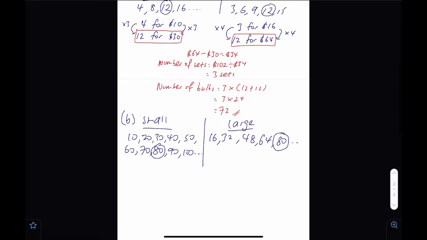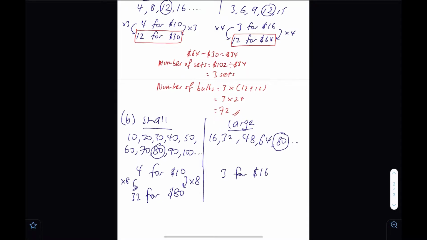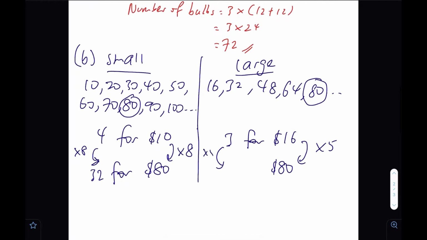Alright, it's $80. So for the small one, again, 4 for $10. And I know that we need to get to $80 because that's the lowest common multiple in terms of the amount of money. Okay, so from 10 to 80, we times by 8. So we do the same thing here, times by 8 as well. Okay, so 4 times 8 is 32 bulbs for $80. Alright, so for the large one, it's going at 3 for $16. So how do I go to $80? From the multiple itself, you will know that it's first, second, third, fourth, fifth. So you times 5. Of course, check your calculator, okay? $16 times 5 must give you $80. So we do the same thing on the other side. We times 5 as well.